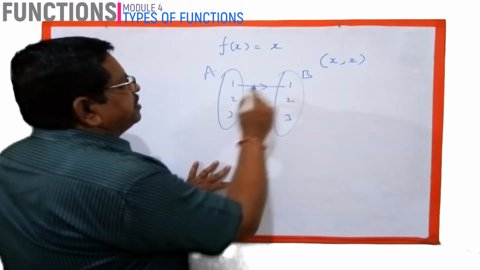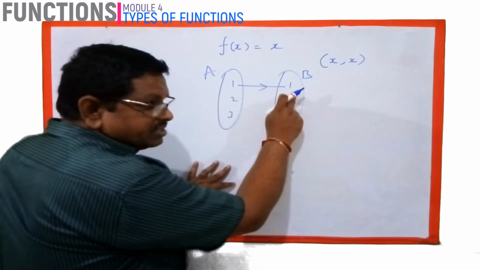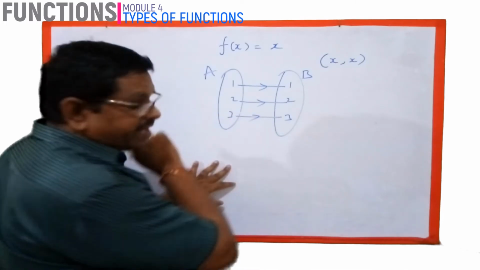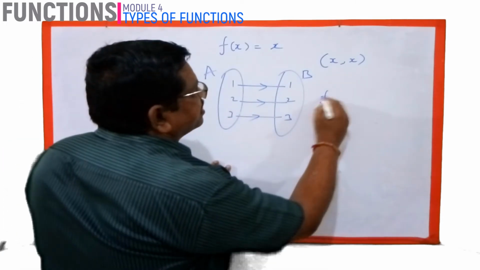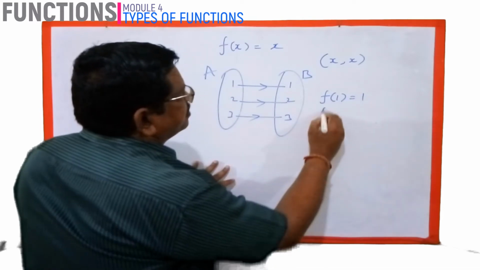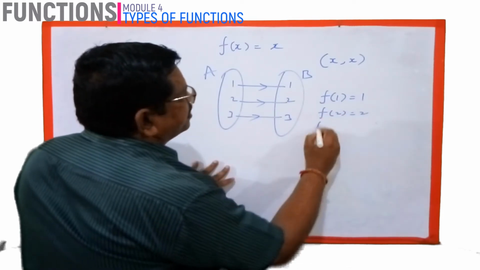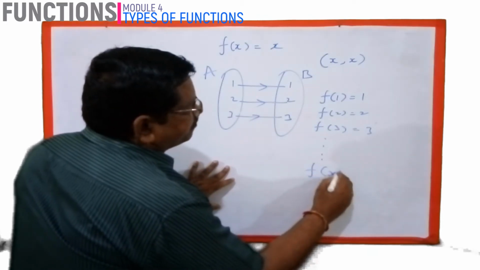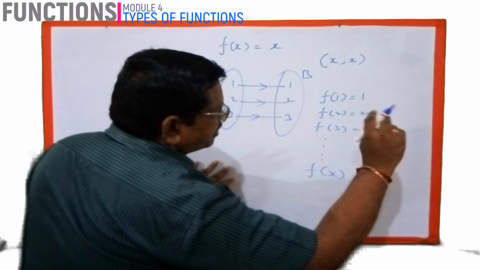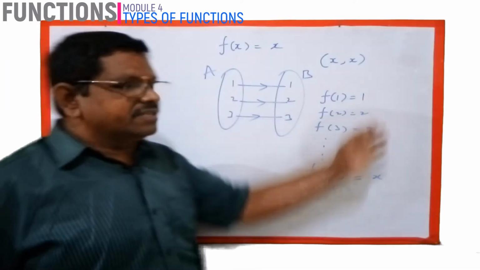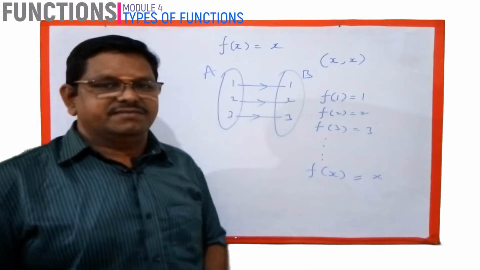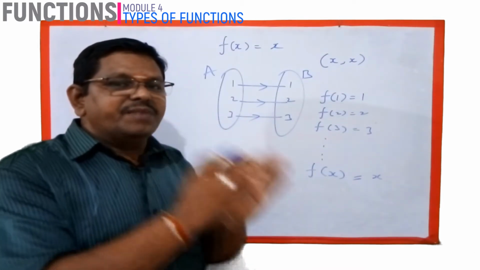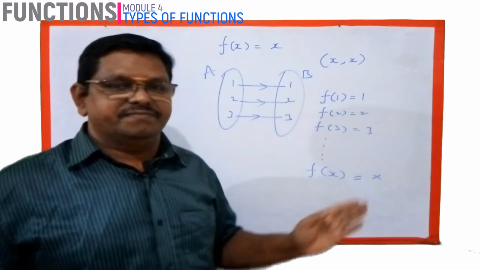If 1 has the image 1, 2 has the image 2, 3 has the image 3, then what we understand is f of 1 is equal to 1, f of 2 is equal to 2, f of 3 is equal to 3, and so on. So if you take f of x, there also will be x. Such a function is called an identity function. So what is an identity function? In an identity function, the image and pre-image are the same.